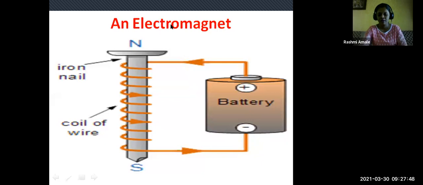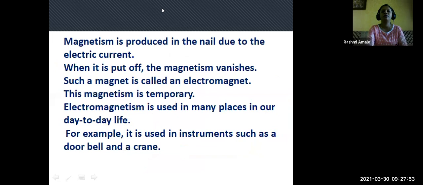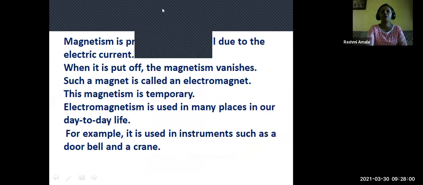So this is called an electromagnet. So magnetism is produced in the nail due to the electric current. When it is put off, the magnetism vanishes. Such a magnet is called an electromagnet. And this magnetism is also temporary.